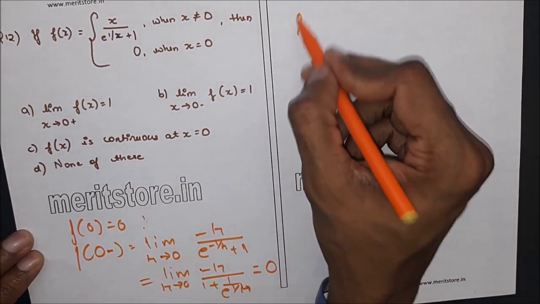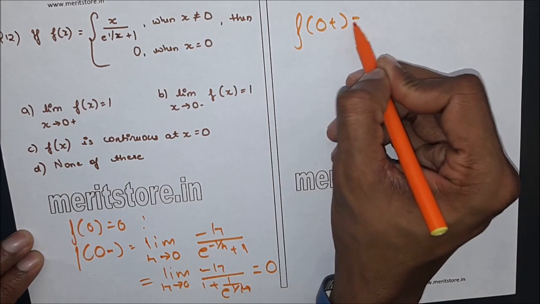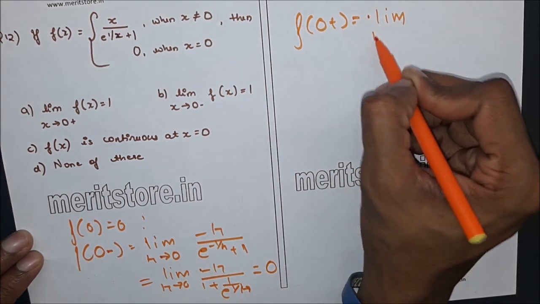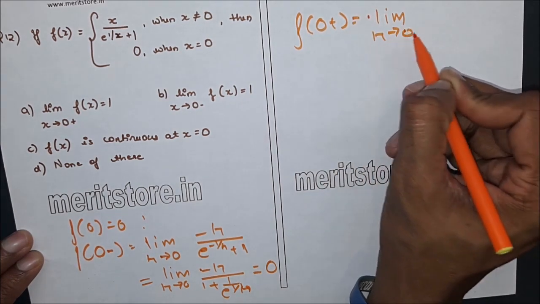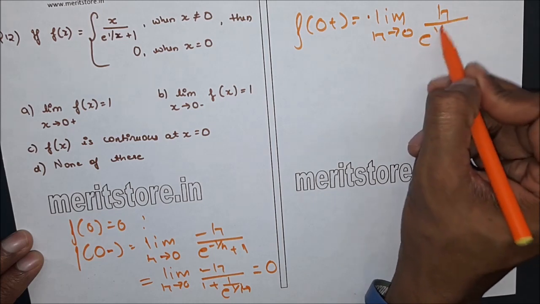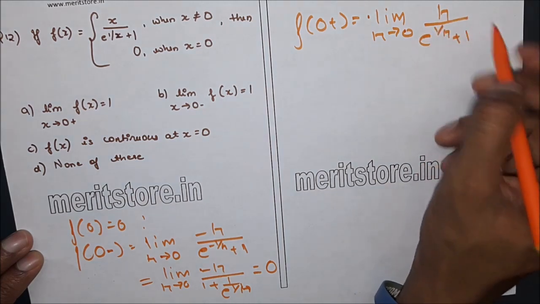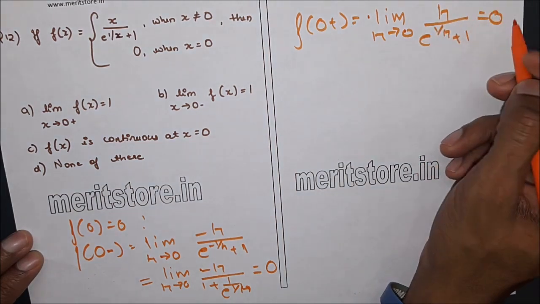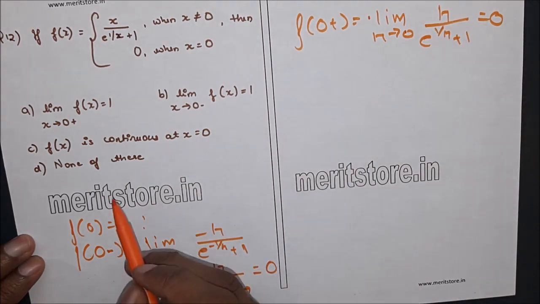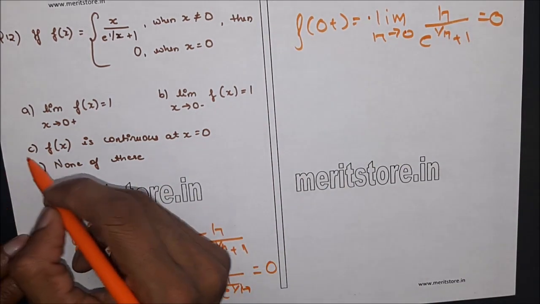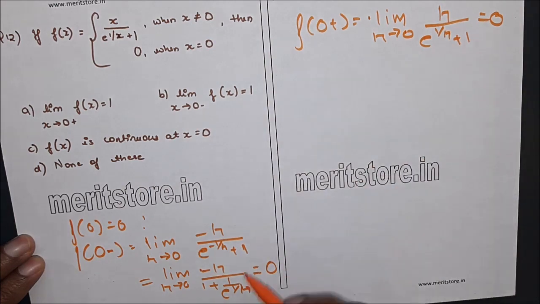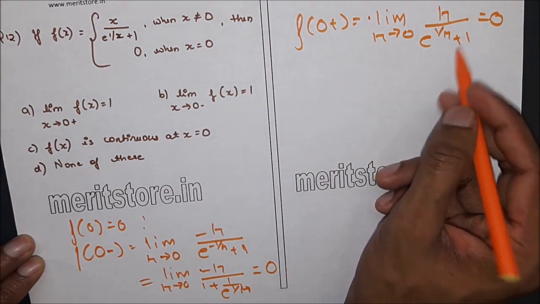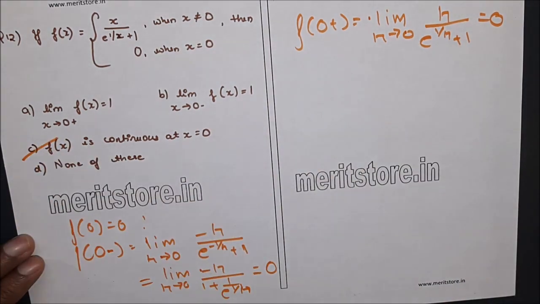So therefore, for f(0) from the right hand side, we get the limit as h approaches 0 of h / (e^(1/h) + 1), which is equal to 0. Therefore, f(x) is continuous at x = 0. We see we get 0 on both sides, that is LHL and RHL. Therefore, C is the correct answer.